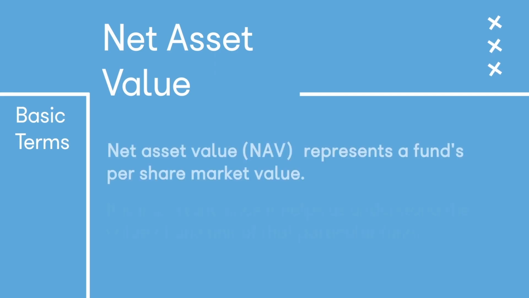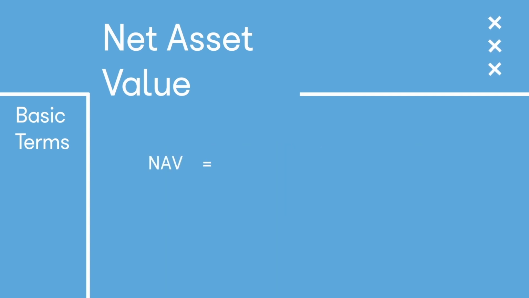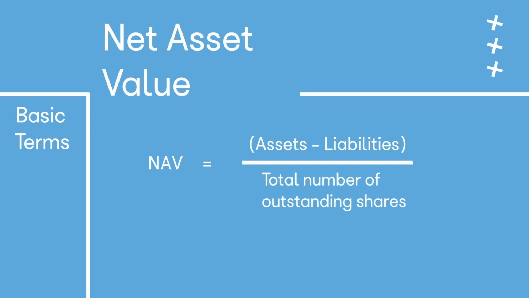Net asset value or the NAV. Net asset value represents a fund's per share market value. It is important since it helps us understand the value of one unit of that particular mutual fund scheme. It is calculated using the formula assets minus liabilities divided by the total number of outstanding shares.